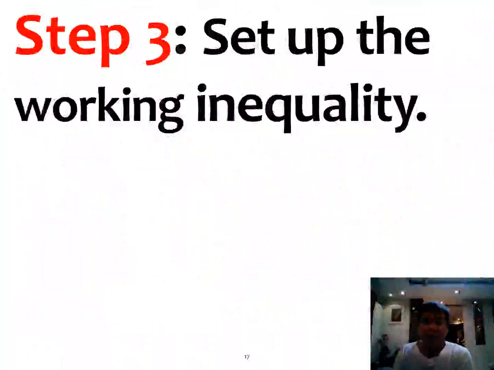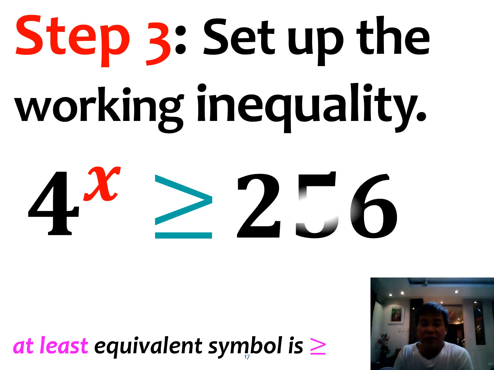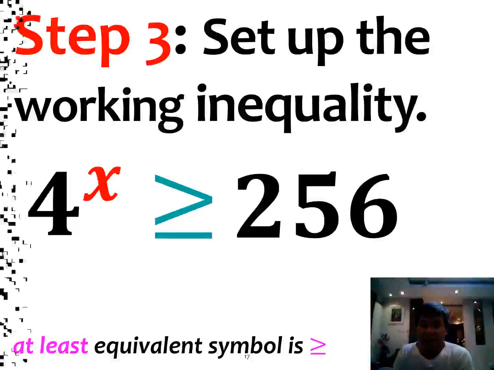So step 3, set up the working inequality as per the given problem. So at least, the equivalent symbol is greater than or equal. So 4 raised to x, this is the base 4, and the exponent is of course x because we let this x. Therefore, greater than or equal to 256. So we have already the working inequality.